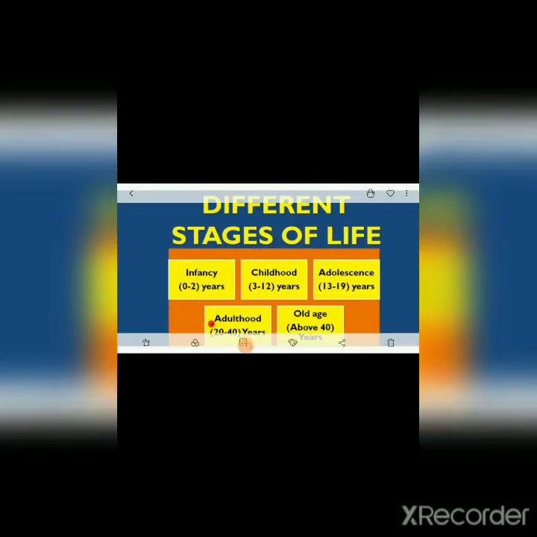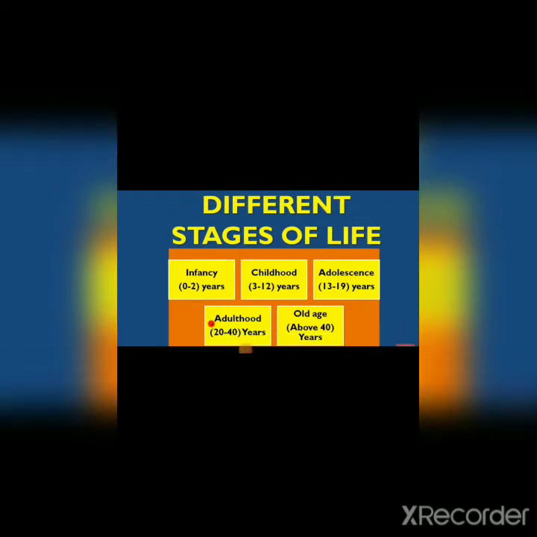Yes, here the different stages of life are given. First of all, before starting the chapter, we must know the different age group periods, isn't it? So first of all, 0 to 2 years is the period which is called infancy. That is the phase of life in which the baby is newly born, an infant. Next, after 2 years, that means 3 years to 12 years, that age is childhood, isn't it?